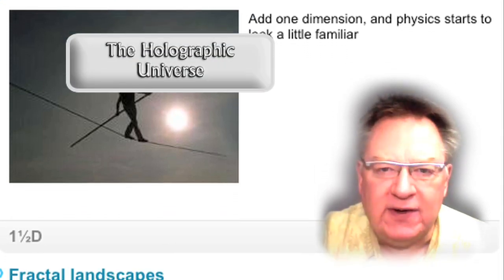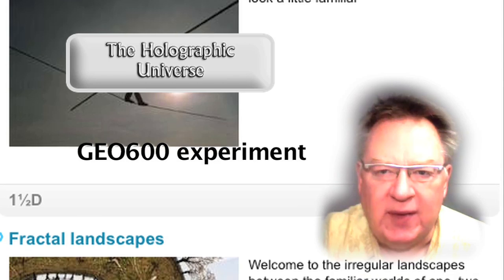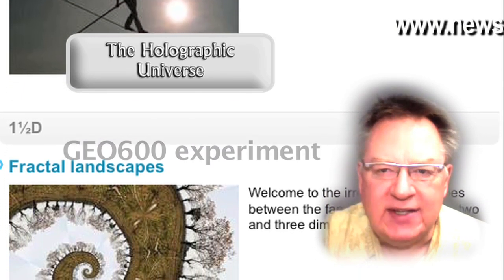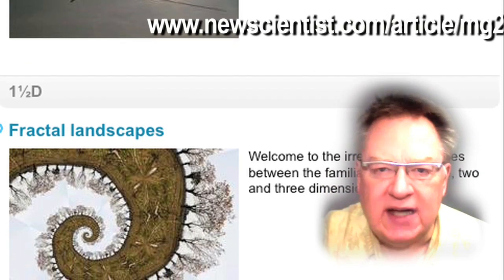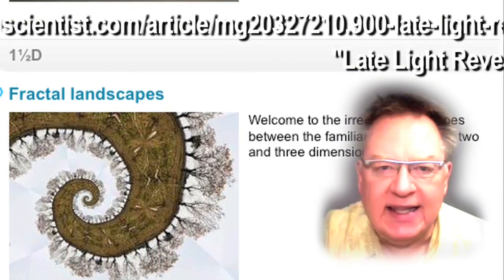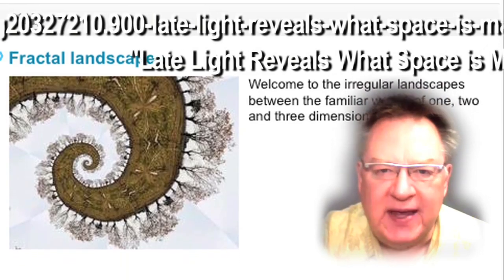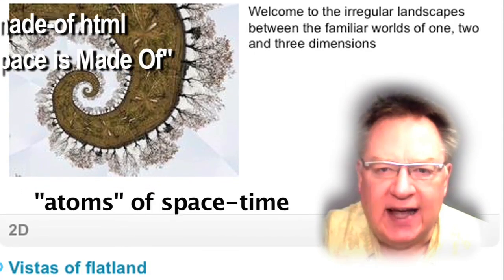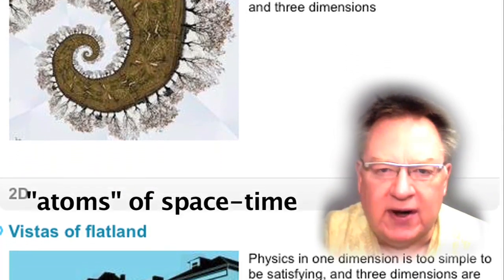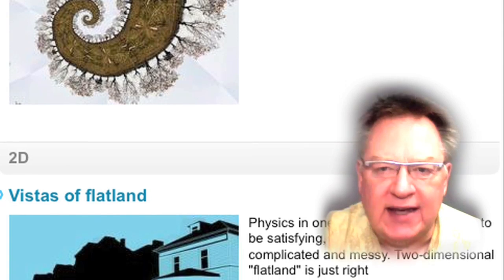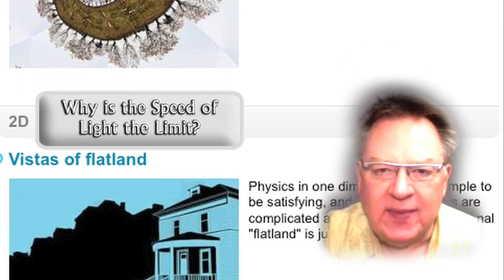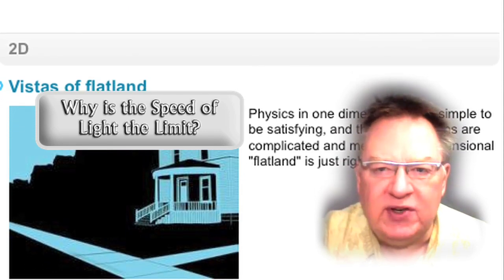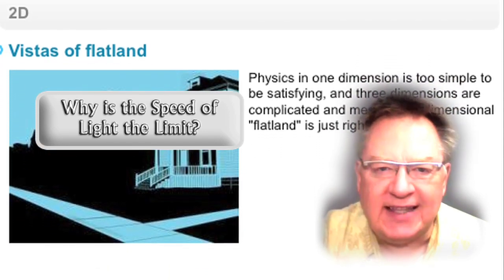In The Holographic Universe, I talked about the GEO600 experiment, which appears to prove, through observation, that our reality is not continuous. And here's a link to a recent cover story from New Scientist magazine: Late Light Reveals What Space Is Made Of. As evidence mounts that these atoms of space-time, as they were called last year in a Scientific American article on loop quantum gravity, which we looked at in Why Is the Speed of Light the Limit, are what our reality is truly constructed from, the application of quantum theory to our macro world makes more and more sense.